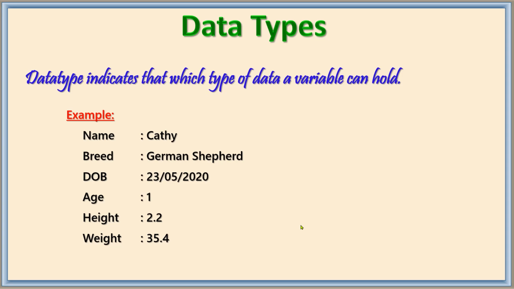For example, name has a string type, which is a collection of characters. Similarly, the second one also. Date of birth has the date type, age has a whole number, which we call an integer, and the height, which is 2.2, has a decimal place, which we call float or double. Similarly, even weight.